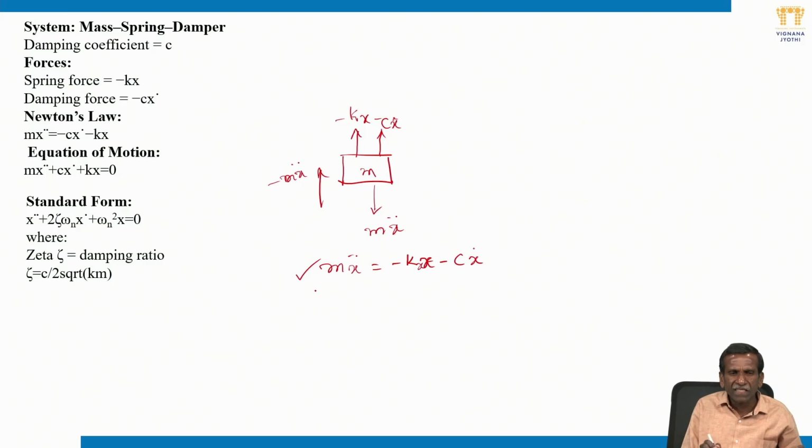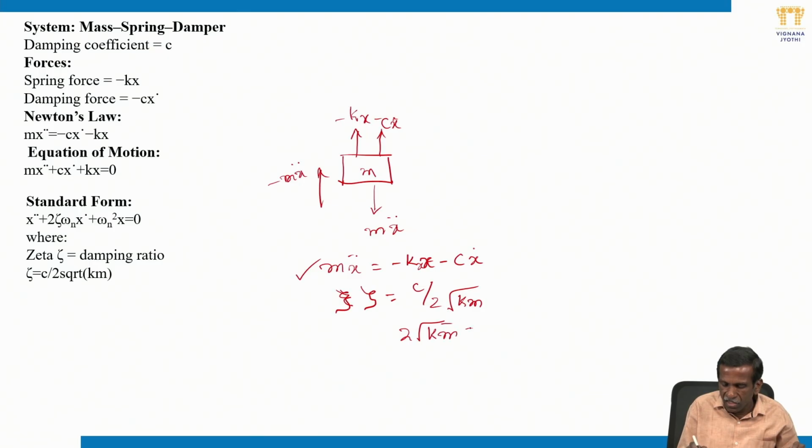Then if you write some factor called zeta, the damping ratio, instead of writing c by m, you need to write it in the form x double dot plus 2 zeta omega n x dot plus omega n square x. So this zeta is called the damping ratio, which is c by 2 under square root km. This 2 root km is actually called the critical damping coefficient.